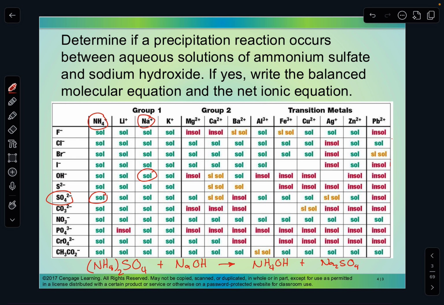And so this double replacement reaction may make something. Let's see. NH4 and SO4, we already decided was aqueous. This is also aqueous. NH4 and OH is also aqueous. And Na2SO4 is going to be aqueous as well. It's soluble, so that's aqueous.